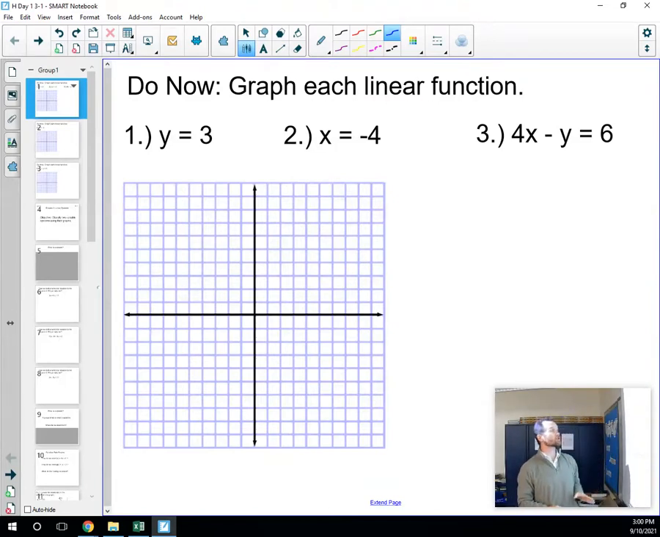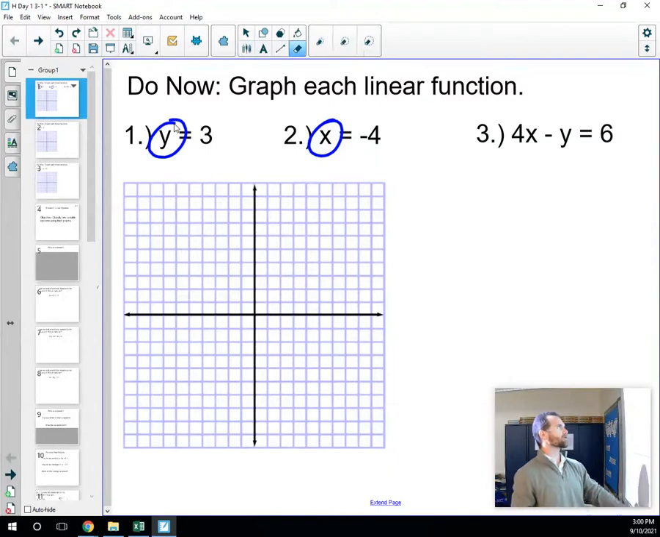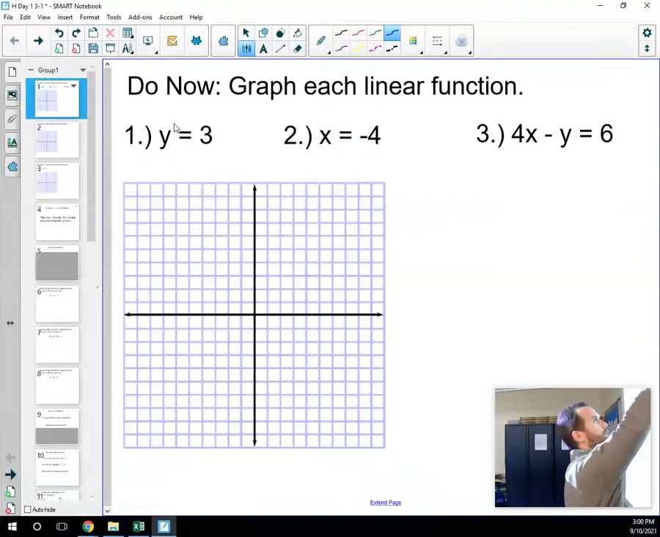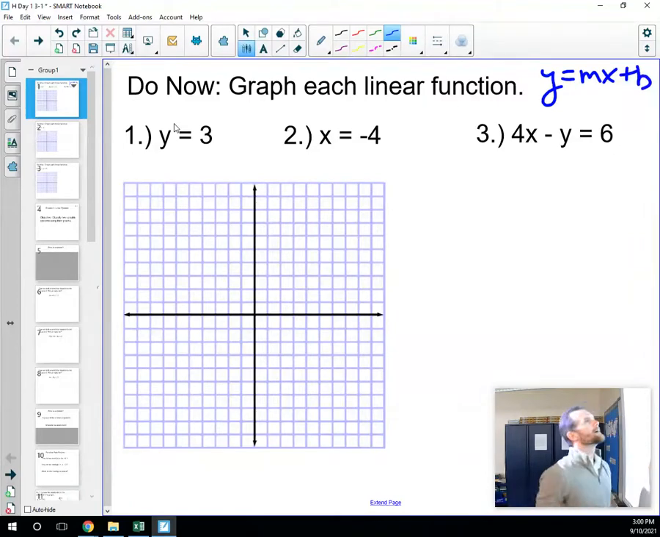So number 1 and number 2 are actually sort of special cases because we only see one variable. Normally, at least when I think of a linear function, I think of the formula y equals mx plus b. Hopefully that's what you thought of as well. But we don't actually need that formula for number 1 and number 2 because they have only one variable, which means they're special cases. When we see only one variable in a linear function, that means it's either a horizontal line or a vertical line.